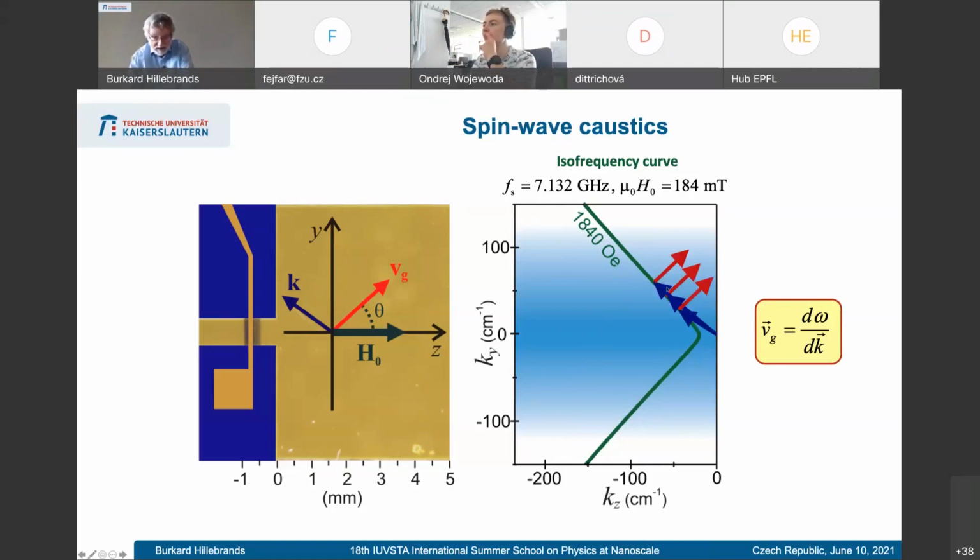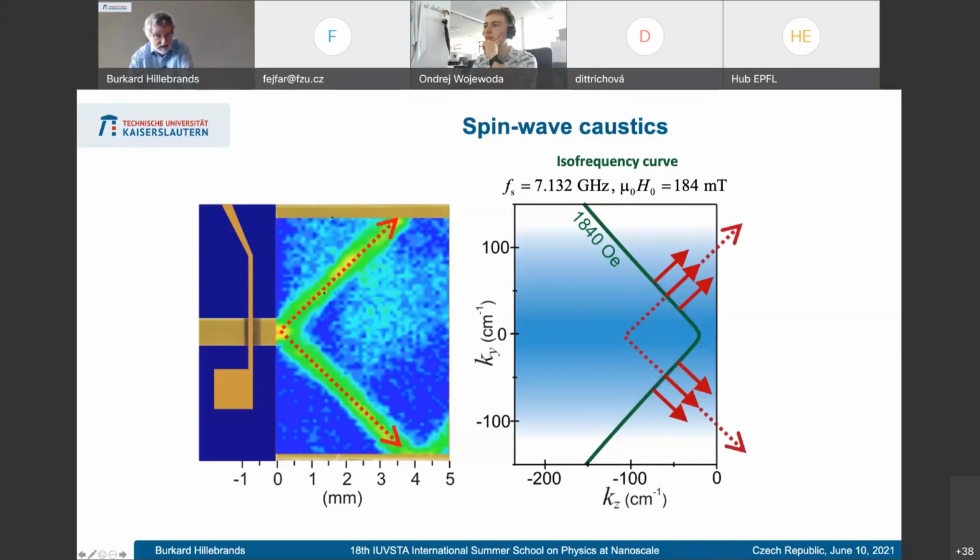So these are the group velocities, and k is just shown here again for different values, and for all these values the group velocity is parallel. So we create many waves with different k vectors, but since the group velocity is always parallel, we get these two beams, these two caustic beams, like we name it, which go here into these directions. And that is exactly why we get these experimental results.